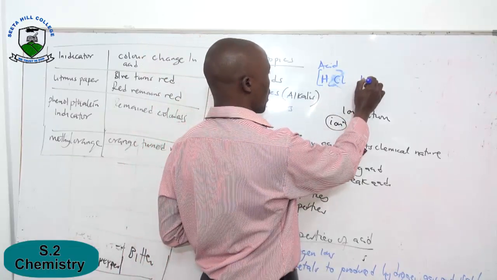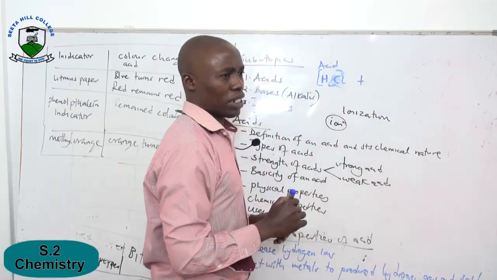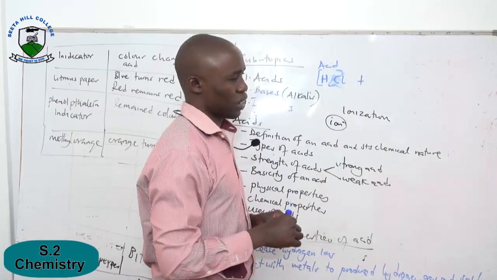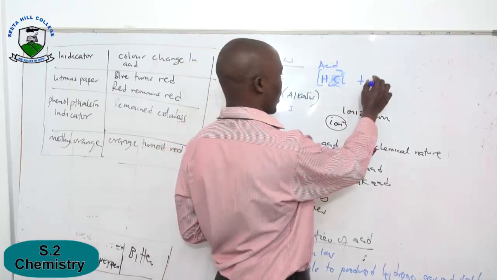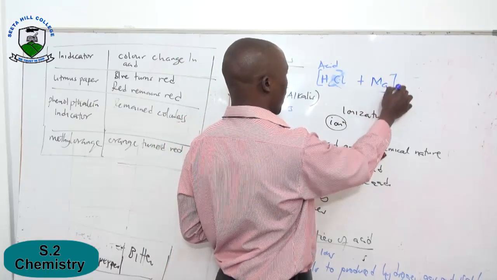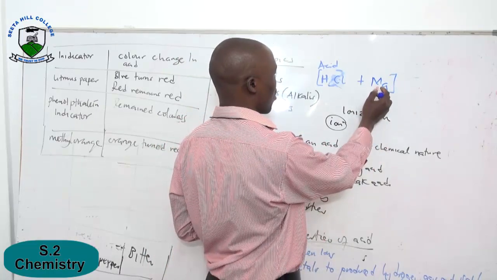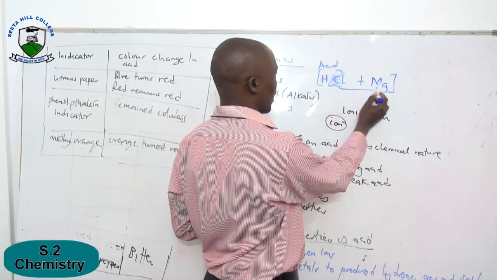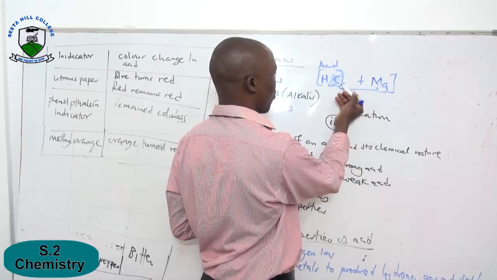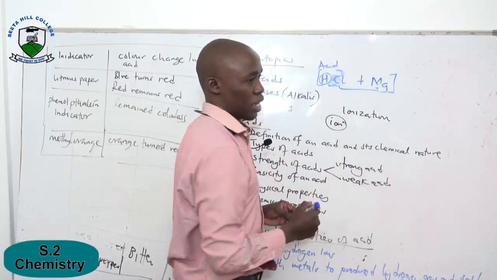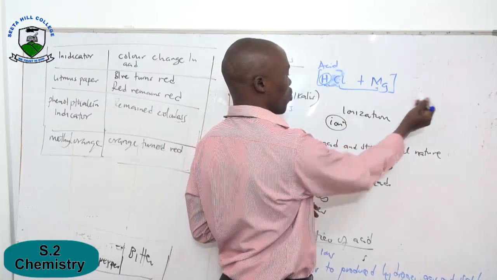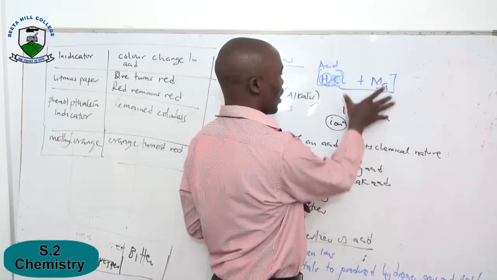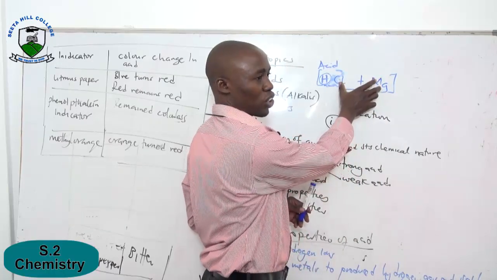When you add a metal like sodium metal, let us use magnesium. What is the symbol for magnesium? Mg. That was seen in senior one. What happens is that magnesium comes and adds itself to this, and this breaks away. This hydrogen will change into hydrogen gas. Then this combination will be called a salt.